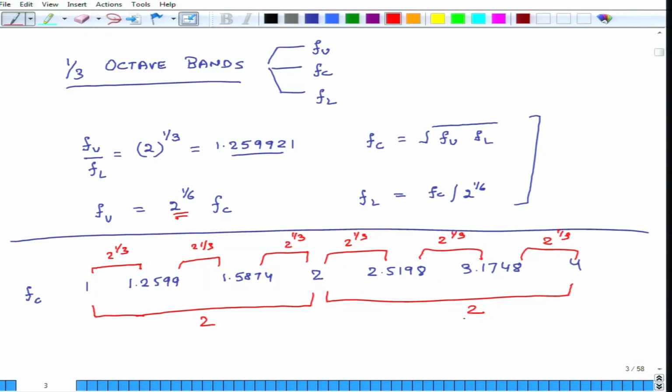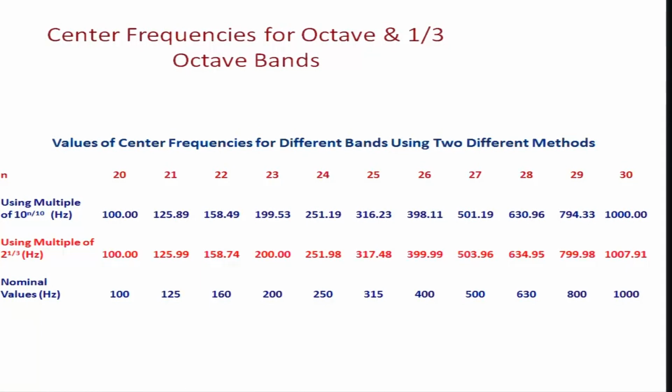Now, let us look at an interesting slide. We will look at this slide patiently. What does this say? It says values of central frequencies for different bands using 2 different methods. We will talk about those 2 methods in a while. And then there is this number called n. We are not going to discuss this number n right now. But first, let us look at this red row.